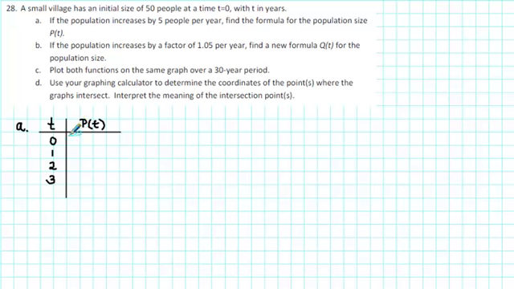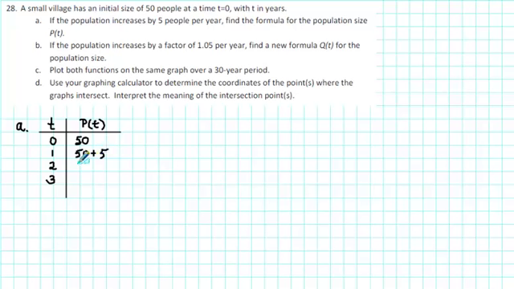At time equals 0, the population is 50 people, so we can enter 50 in the first row. At the end of 1 year, there will be 55 people because the population increases by 5 people per year. But instead of writing in the number 55, let's think about the process. We're starting off with 50 people, and then we're adding 5 people.